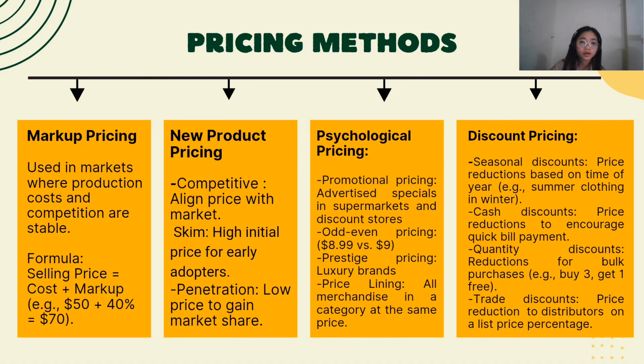Next is new product pricing. When launching a new product, businesses can choose from three main strategies, which are competitive pricing, skimming pricing, and penetration pricing. So first, competitive pricing, where prices align with current market rates. This works well when similar products already exist.